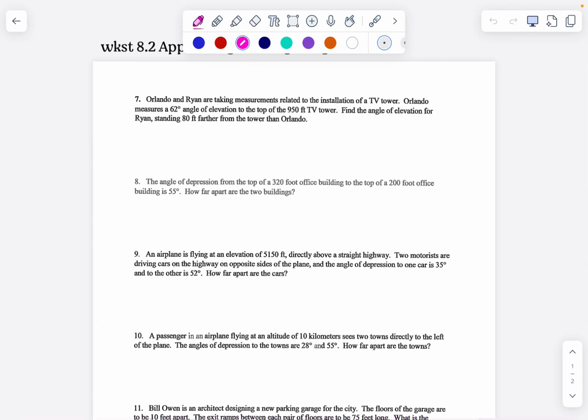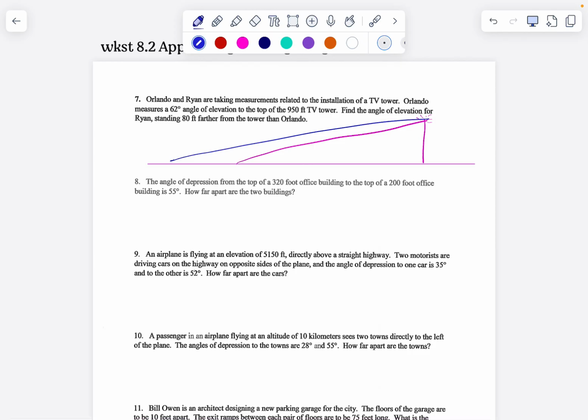Here's the diner. Okay. TV tower. Why don't we just do a box? There's our tower. Angle of elevation is now looking which way? Up. Now, it doesn't say anything about his height, so just do it from the ground. Okay, so there's one angle of elevation, and then find the angle of elevation for Ryan, who's farther away. Like that. And then we are told that this is 80 feet, and this is 62 degrees, and the tower is 950 feet. Okay. That one you have to solve for an angle. So remember that's inverse or arc sine, cosine, or tangent.